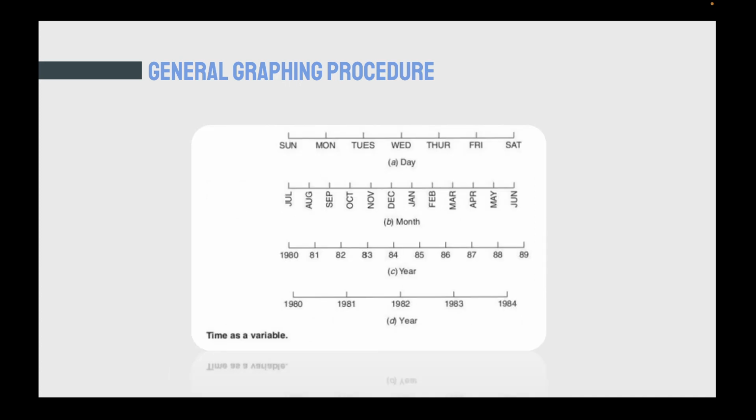For time as a variable, let's say you represent time on the x-axis. You can go Sunday, Monday, Tuesday. You can go July all the way to June or to December. You can go with years. You can put years from 1980, then 81, 82, 83, so we understand you talk about years.